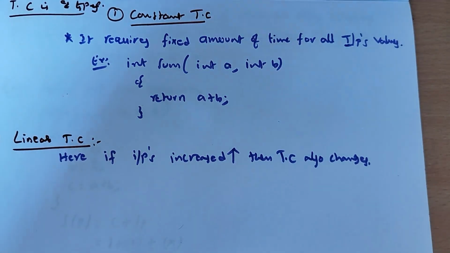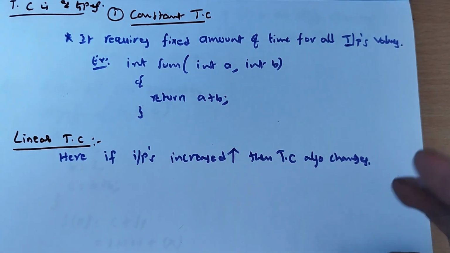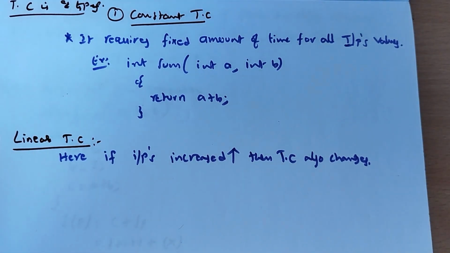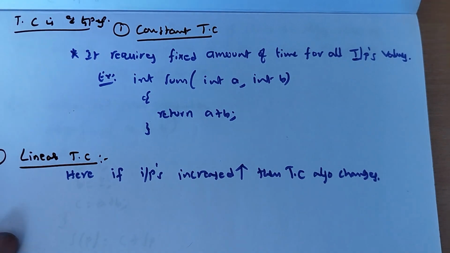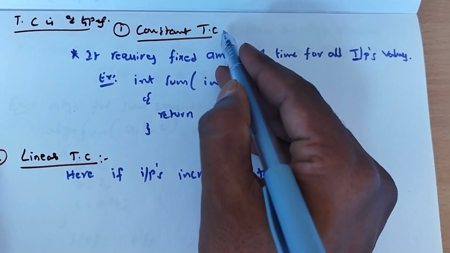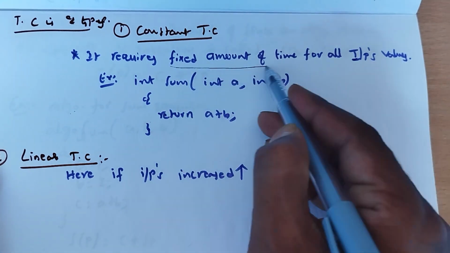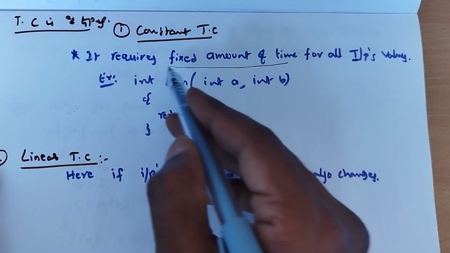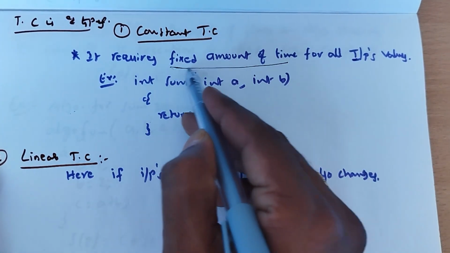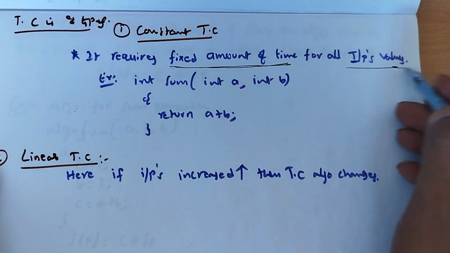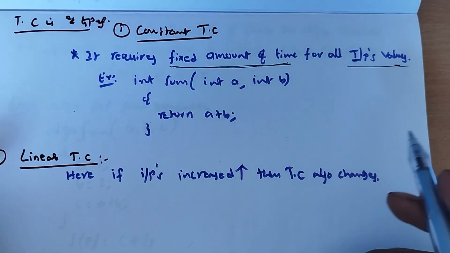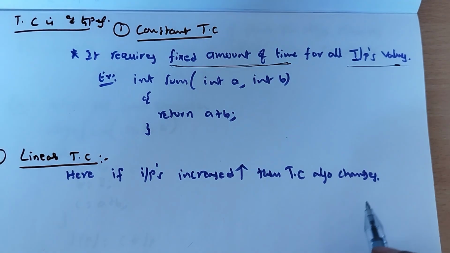If you take whatever the input values, it has to take the same time, that is called constant time complexity. See here, if it requires a fixed amount of time for all input values, then it is called constant time complexity.